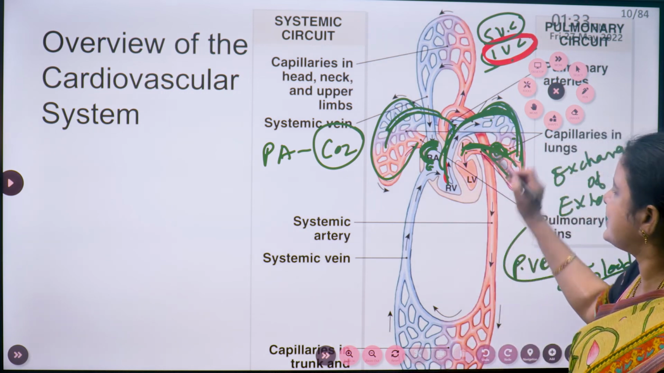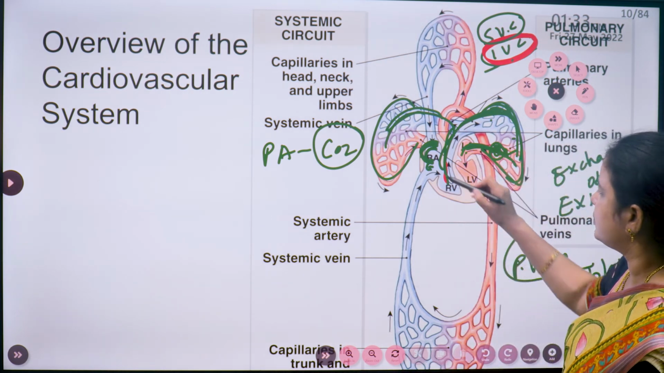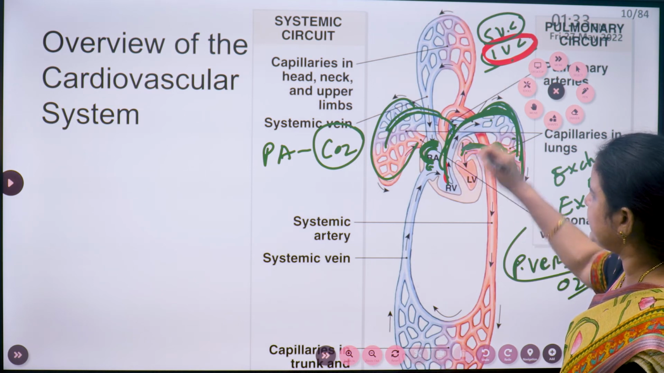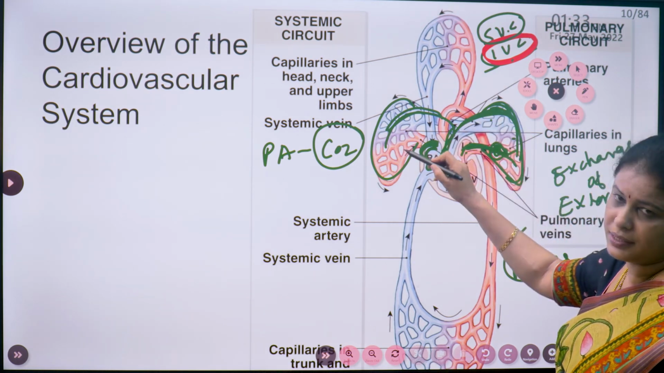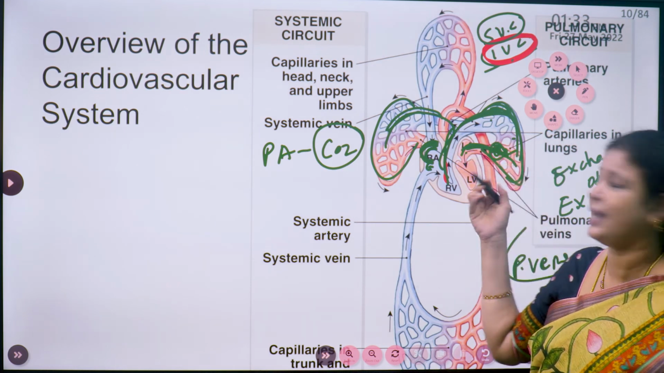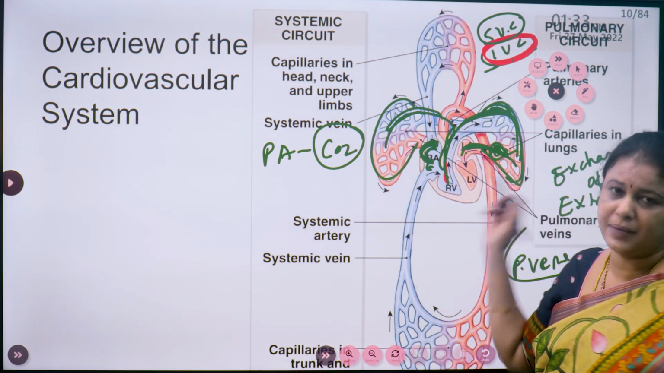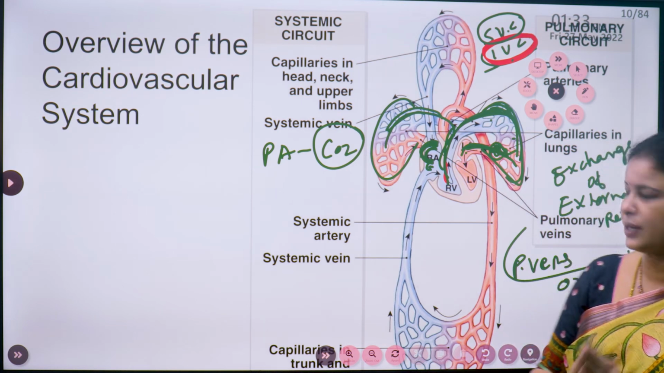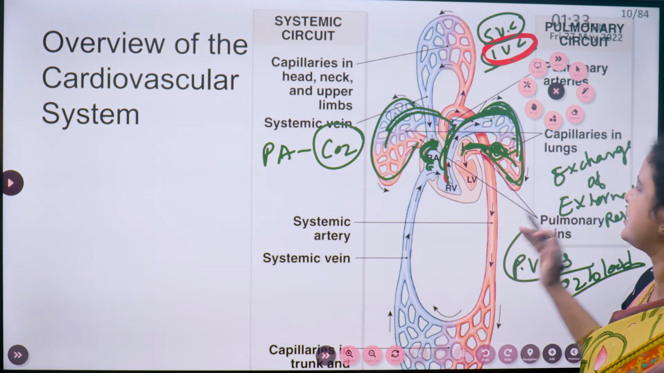This is called pulmonary circulation. Deoxygenated blood from the pulmonary artery enters into the lungs, and from the lungs through the pulmonary veins, it comes back again to the left atrium. This is called pulmonary circulation. So, coming to the systemic circulation.